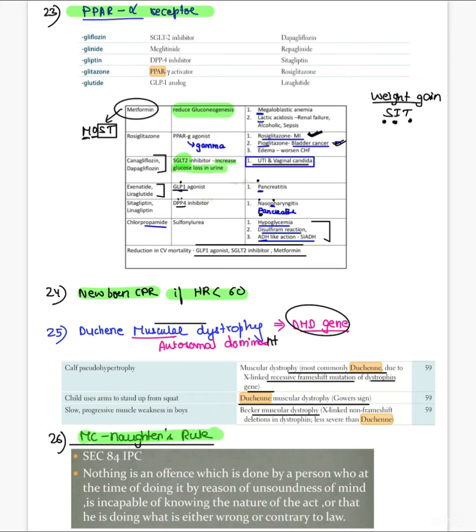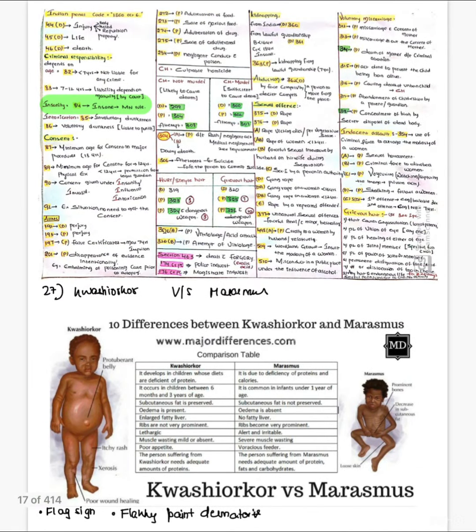So this is section 84 IPC. What does this IPC say? Nothing is an offense which is done by a person who, at the time of doing it, by reason of unsoundness of mind, is incapable of knowing the nature of the act, or that what he is doing is either wrong or contrary to the law, guys. They ask you this question, that is section.